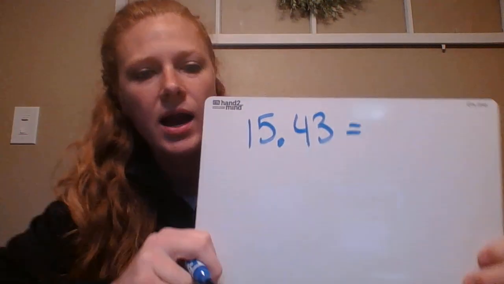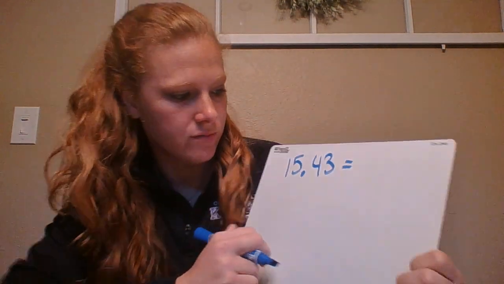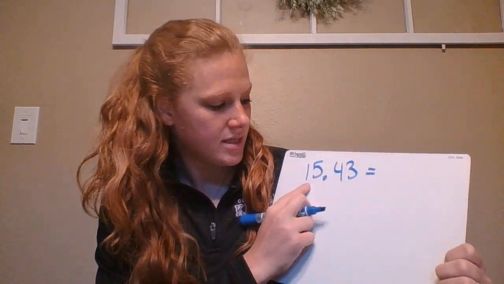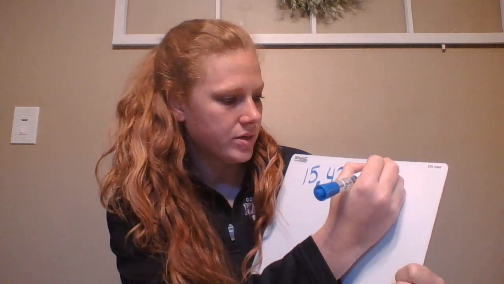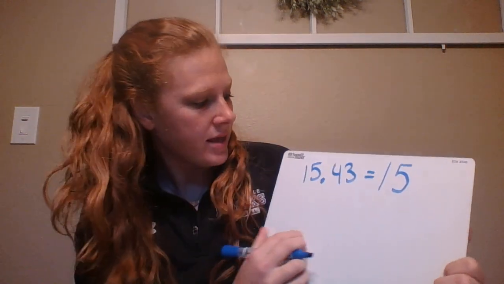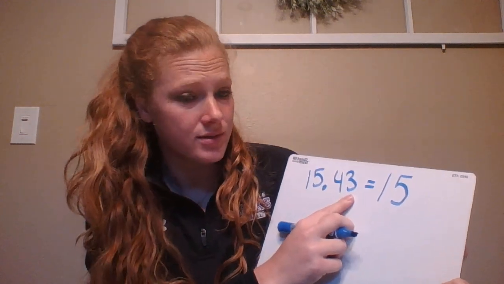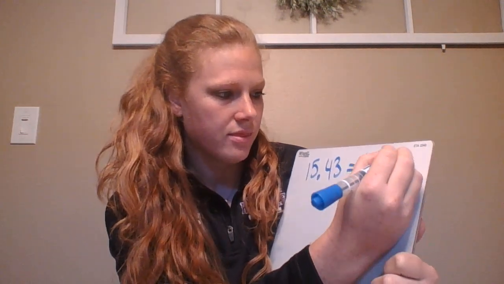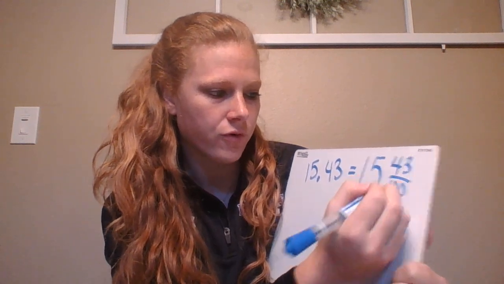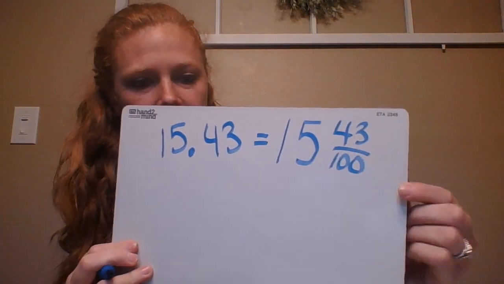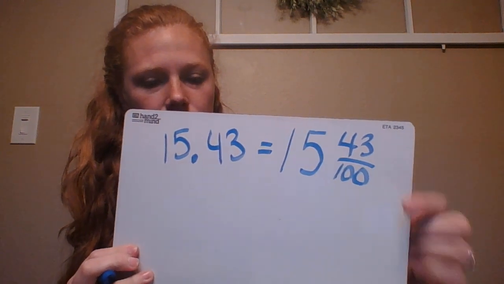Next, we're going to do a review of converting fractions to decimals and decimals to fractions. Our first one is 15 and 43 hundredths, so 15.43. How would I write that as a fraction or mixed number? I see my whole number is 15, so I go ahead and write that. And next I see I have tenths and hundredths, so what I do is I write that number over 100. So it should look like this, 15 and 43 over 100.